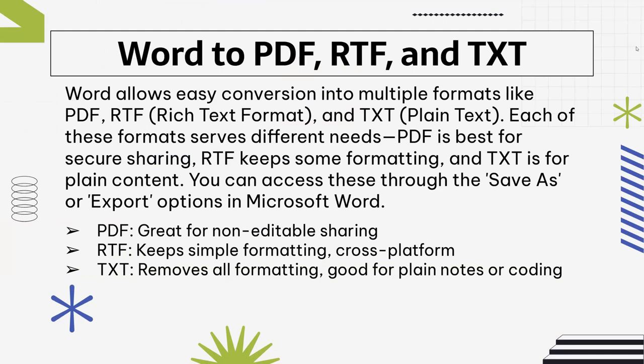PDF is best for secure sharing, and it keeps all the formatting intact, like I said. RTF keeps some formatting, and TXT is for just plain text content. You can access these through the Save As or Export options in Microsoft Word. So just to recap, PDF is great for non-editable sharing, so you can't edit the PDF file directly. RTF keeps the simple formatting, and it's also cross-platform, so you can use it across platforms. And TXT removes all the formatting and is good for plain notes or coding.